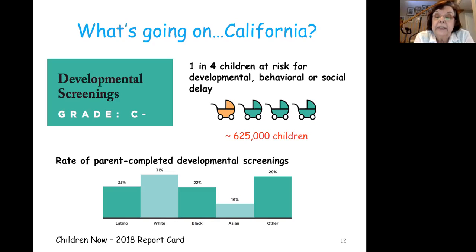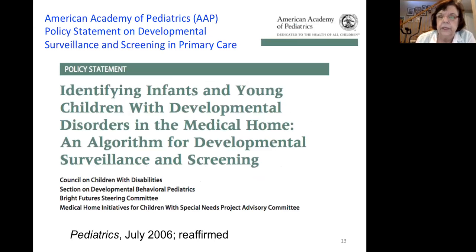The rate of parent-completed developmental screenings is variable, but it never even reaches a 50% point. Look at this. We've got 23% of Latino parents asked to complete a developmental screening, 31% of white, 22% Black, 16% Asian, 29% of others. So this is not a uniform practice, and not the universal screening that the American Academy of Pediatrics recommends. So this is their recommendation.